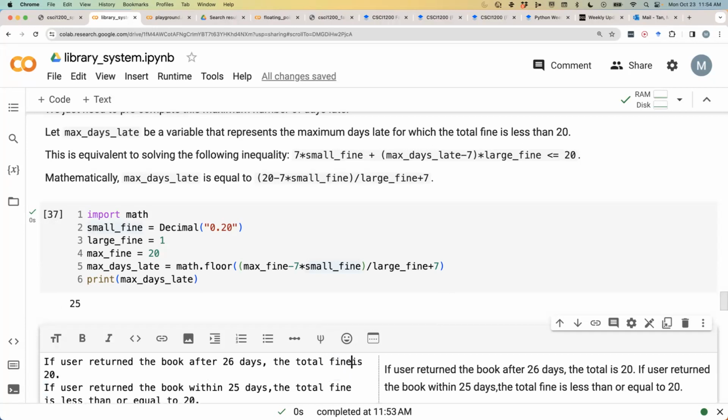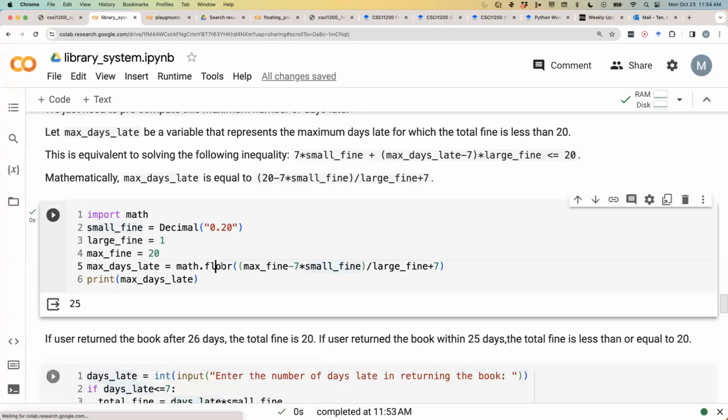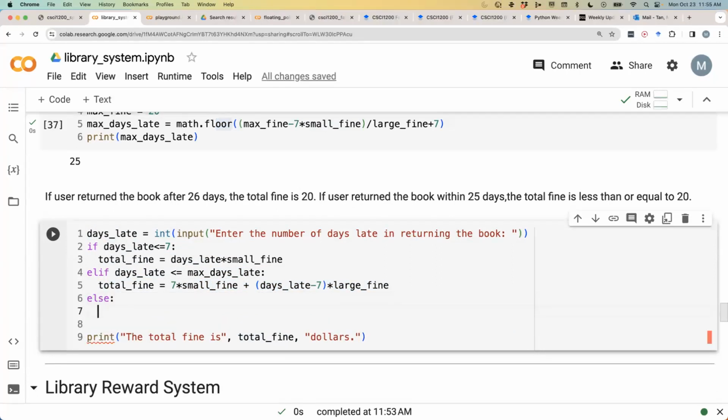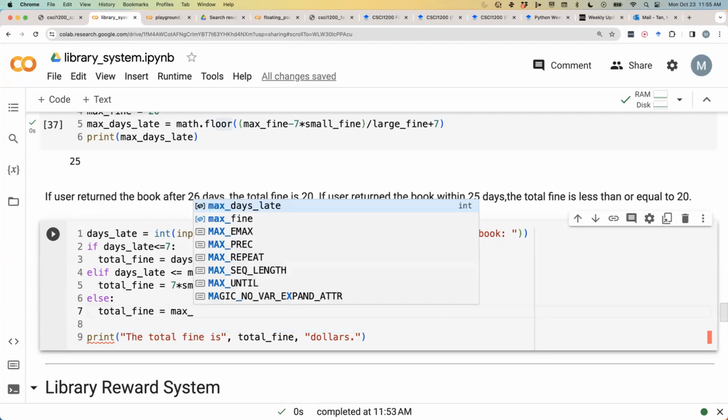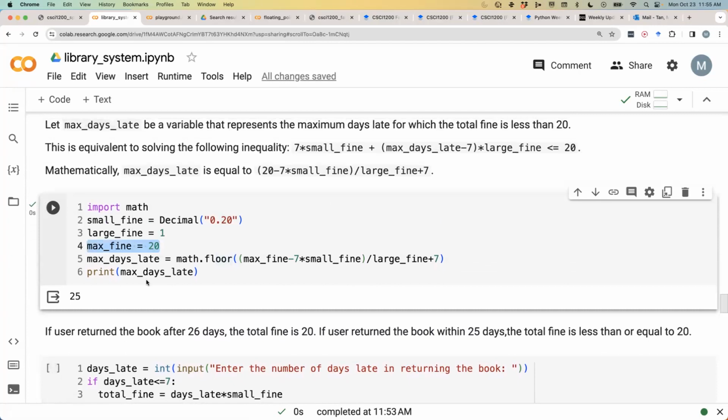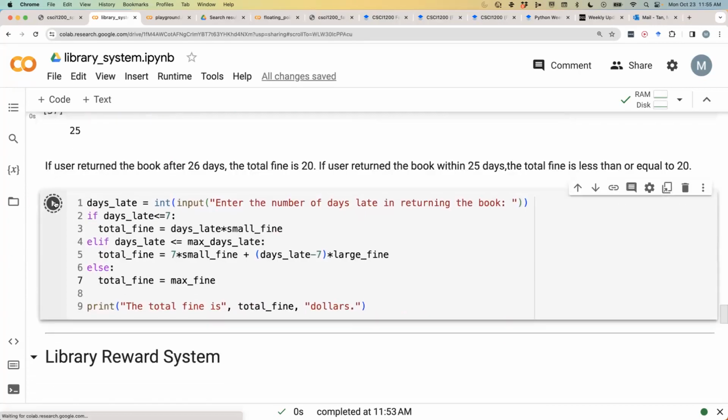Right. So we should use floor instead. Okay, so if the days late is less than or equal to maximum days late, we will compute the total fine using this formula. Else, we don't have to compute anything. Else, the total fine will be equal to the maximum fine, which is initialized to $20. All right. So let's check here.